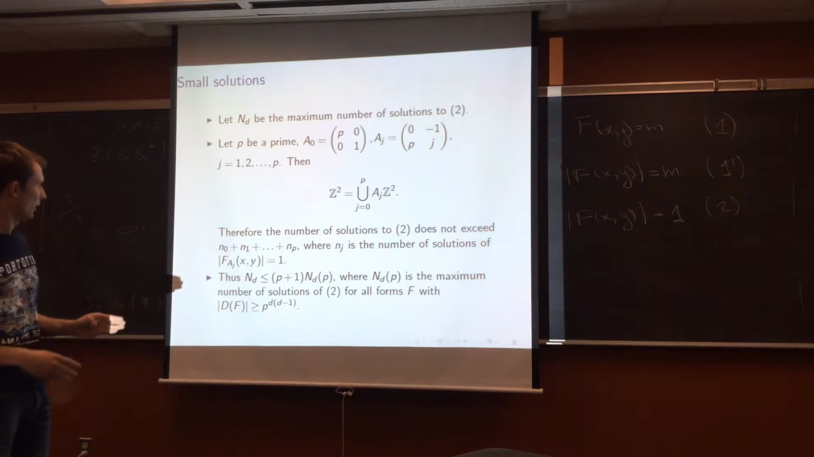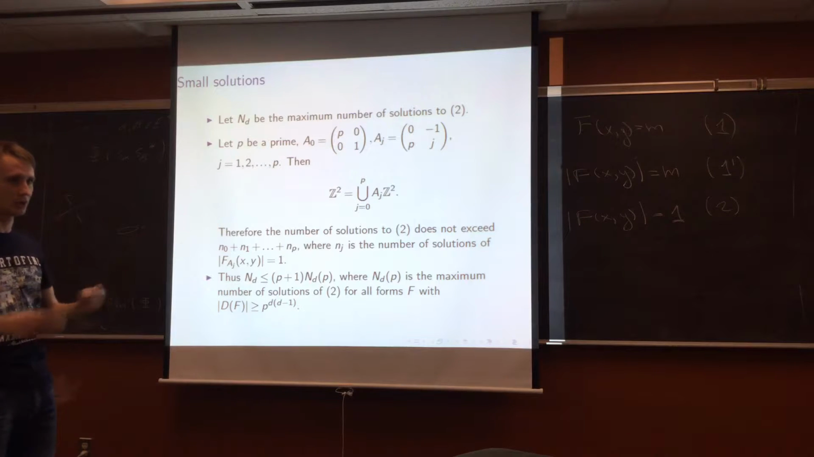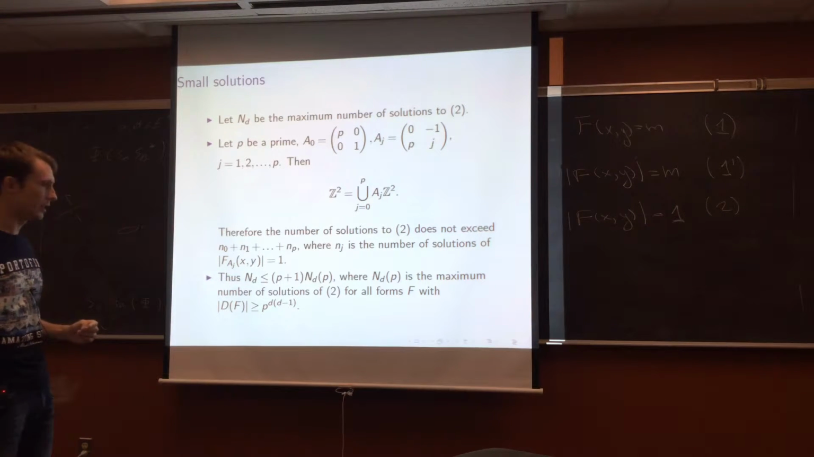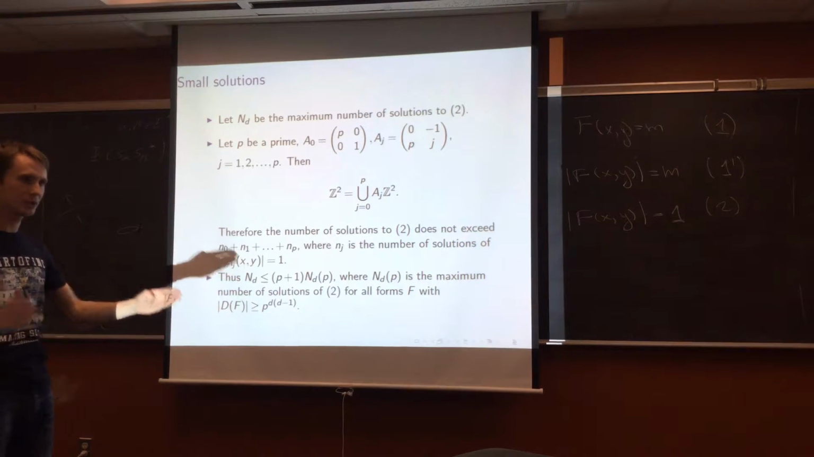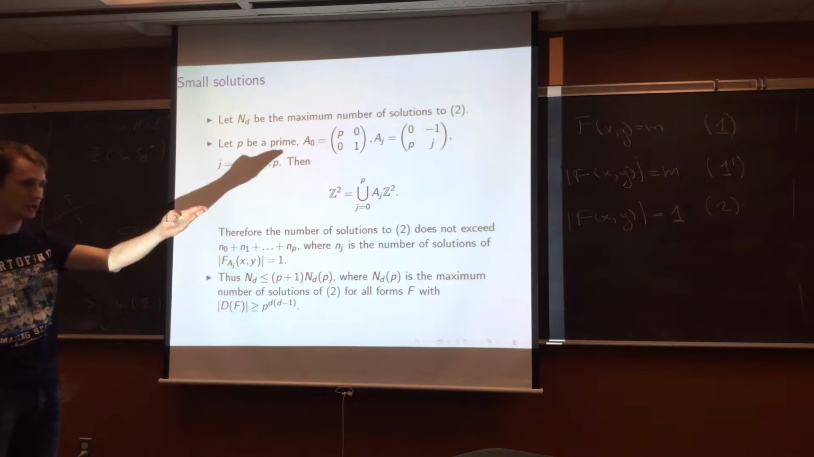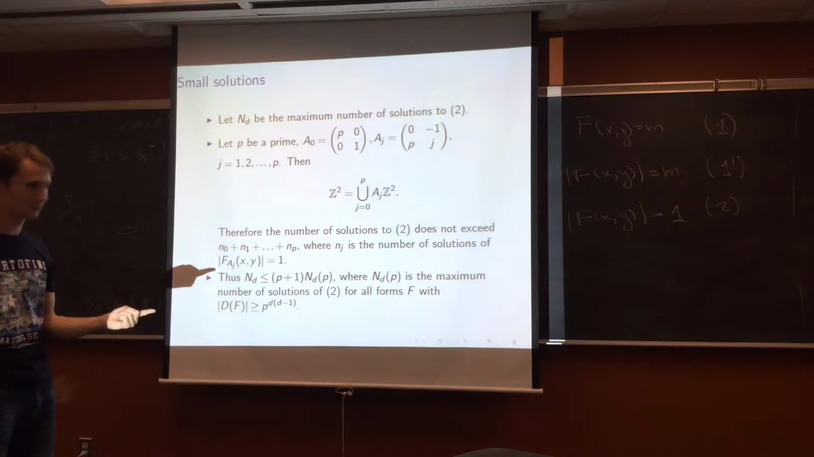What we're going to do is we subdivided our Z^2 into p plus 1 different lattices, and now we produce p plus 1 new forms by acting with each of these matrices on f. Okay?